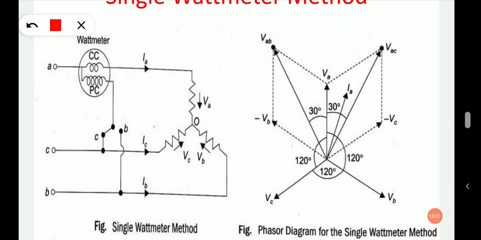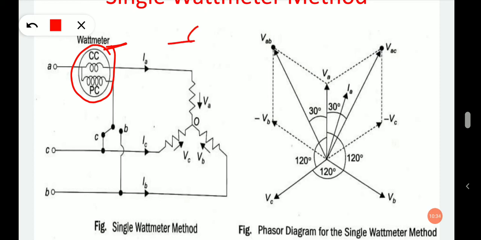Okay, so here you can see in single wattmeter method only one wattmeter is there, and in the previous case, that is the 3 wattmeter method, we have seen that 3 wattmeters were used. So in single wattmeter method only one wattmeter is used, and this method is applicable for only balanced load.